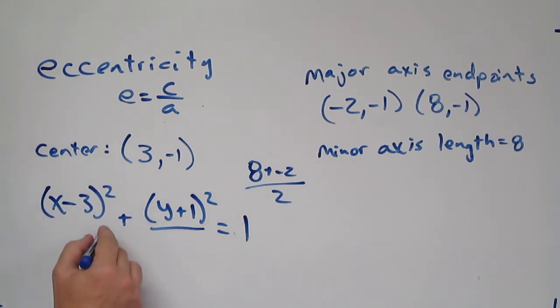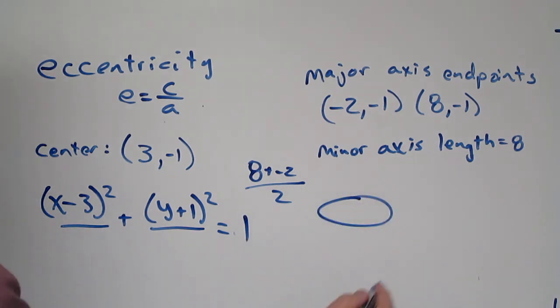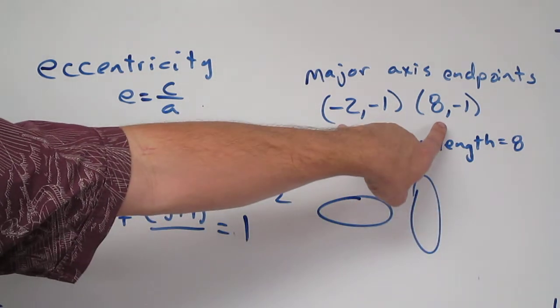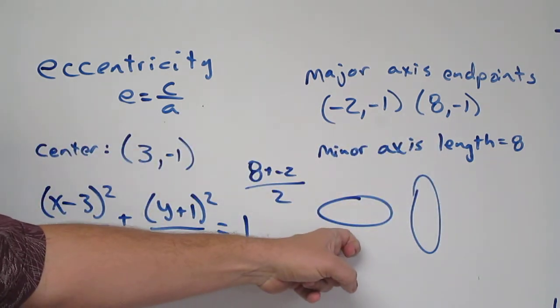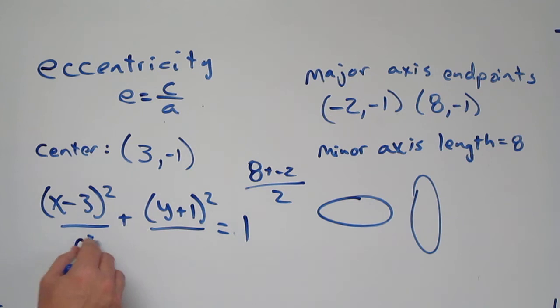Now all I need to do is figure out what a and b are, and is this ellipse going to be wider or is it going to be taller? Well, the first clue to that is that the major axis endpoints change my x coordinates, so I can conclude right away that it's going to look like that. So I'm going to have an a squared here and a b squared there.